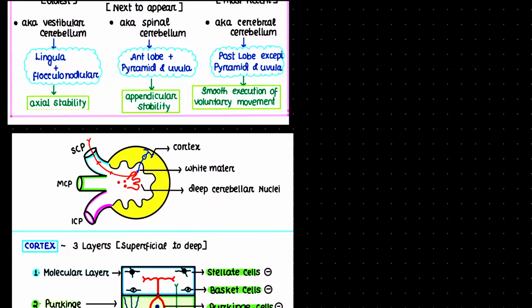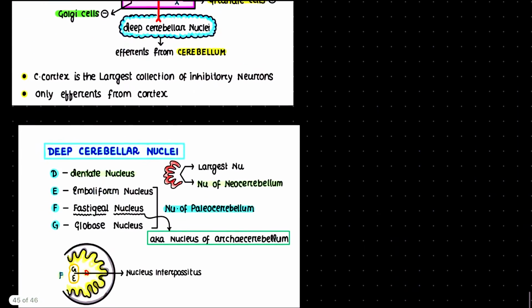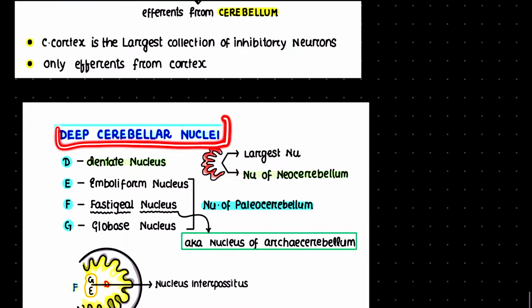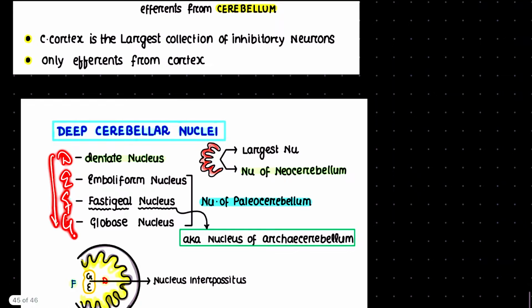Now we will move into the deep region. This deep region consists of the deep cerebellar nuclei. These are remembered alphabetically as D, E, F, G. The D is our dentate nucleus, E is emboliform nucleus, F is fastigial nucleus, and G is globose nucleus. Now talking about the dentate nucleus, the first thing is that it is the largest nucleus.